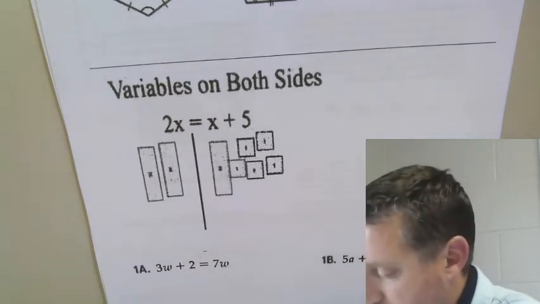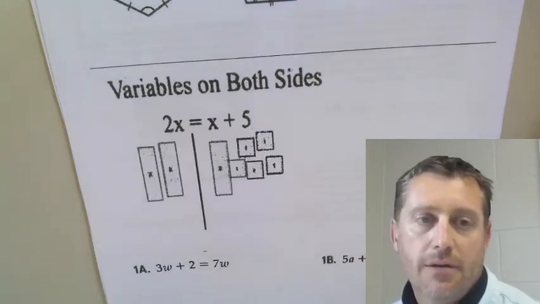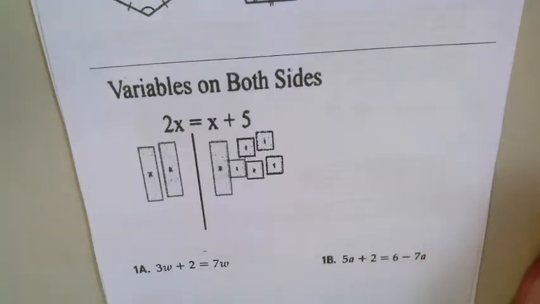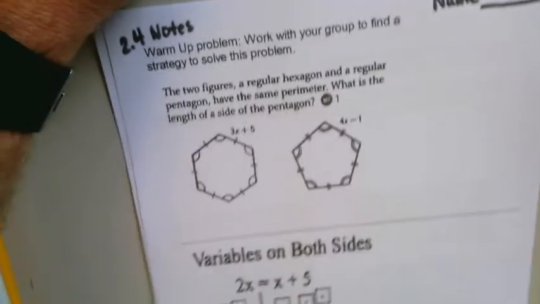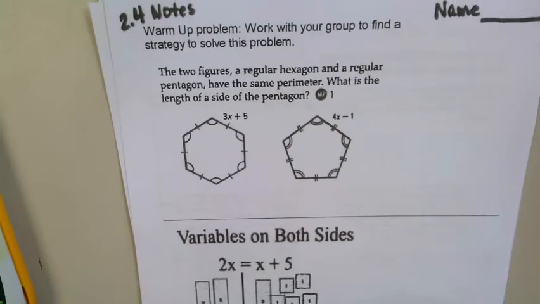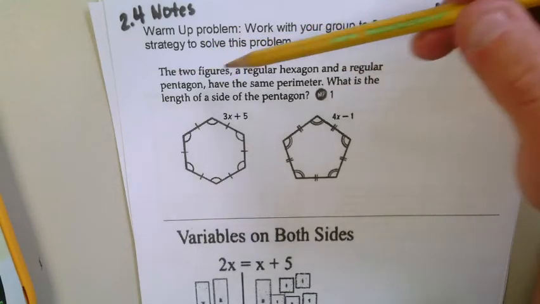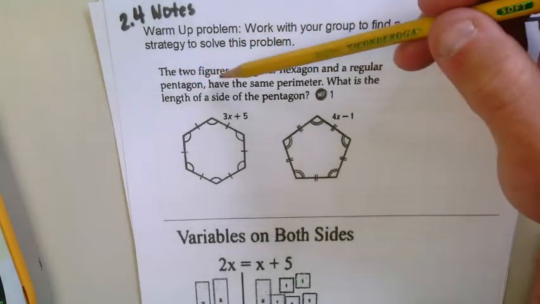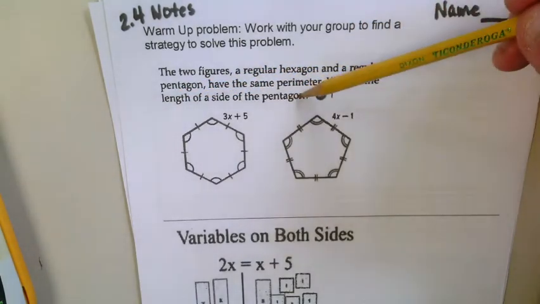So when I look at the very first one, the warm-up problem up here, let me go ahead and get this webcam off. Okay, here's what it says. The two figures, a regular hexagon and a regular pentagon, have the same perimeter. What is the length of a side of the pentagon?